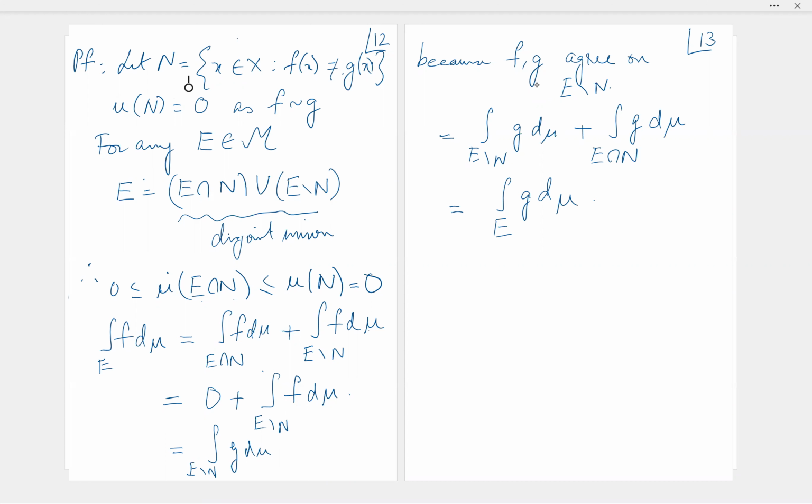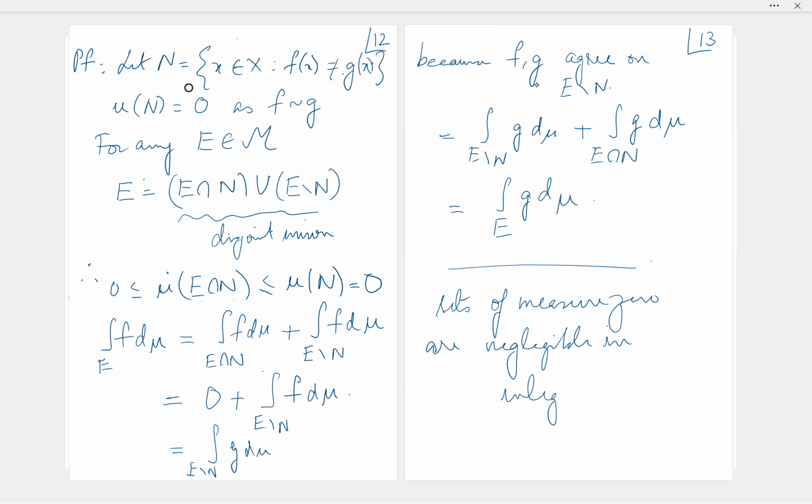So what have we done? Sets of measure zero are negligible in integration. They don't contribute anything. So if two functions differ on a set of measure zero, the integral will be the same.